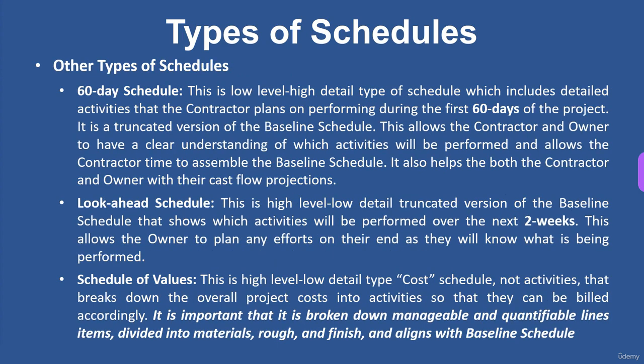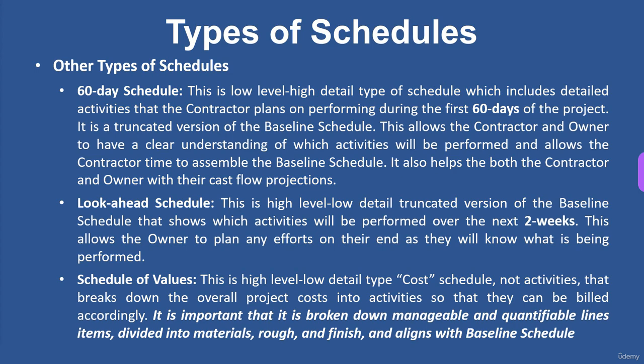Then there are some other types of schedules. Again, these are ones that you see a lot too. I've used these a lot. The 60-day schedule. It's a low-level, high-detail type of schedule, which includes details and activities that the contractor plans to perform in the first 60 days of the project. It's a truncated version of the baseline schedule, and this allows the contractor and the owner to have a clear understanding of which activities will be performed, and allows the contractor time to assemble his baseline schedule. It also helps both the contractor and the owner with their cash flow projection.